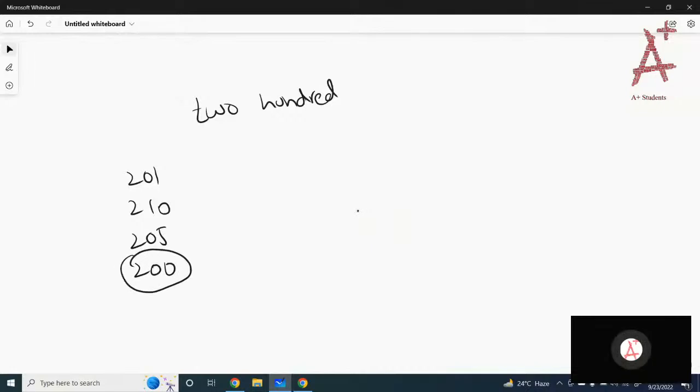Okay, the next one is how do you write this number using digits? 200. How do we write 200? The options are 201, 210, 205, and 200. So the fourth option is the correct one. You can write just 2 and you don't have any other digit. So just write 0 over there. So it is 200. Got it?